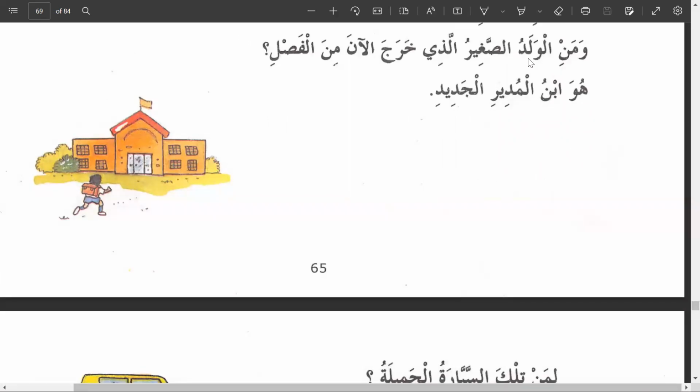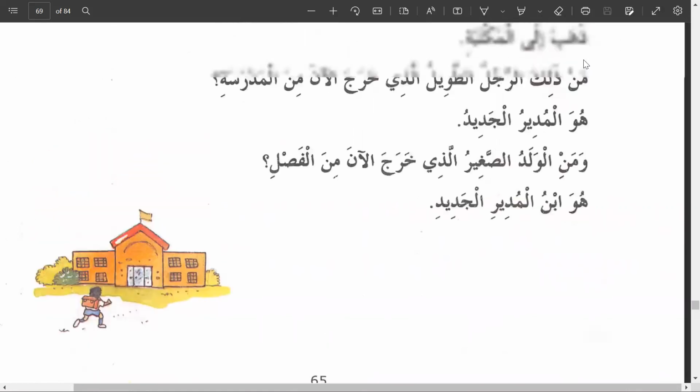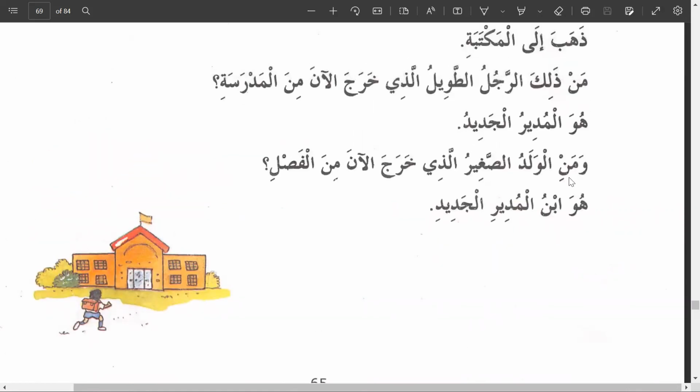ومن الولد الصغير. Waladu is boy. Saghiru, short boy. Okay. ومن الولد الصغير الذي خرج الآن من الفصل. Fasli is class. Same who pattern. And who is that boy? Is that short, or is that small boy? Who just came out of the class?